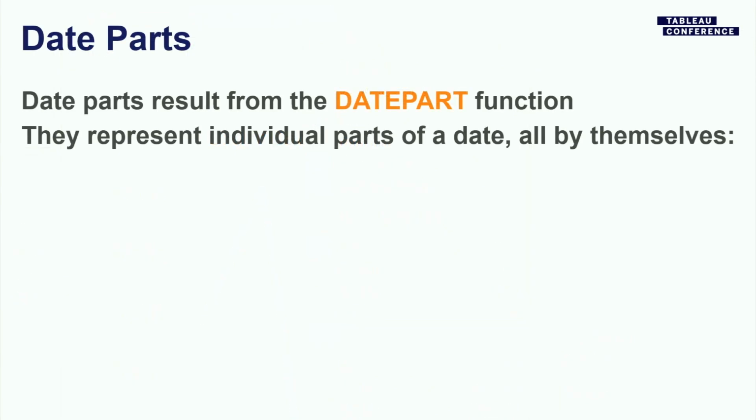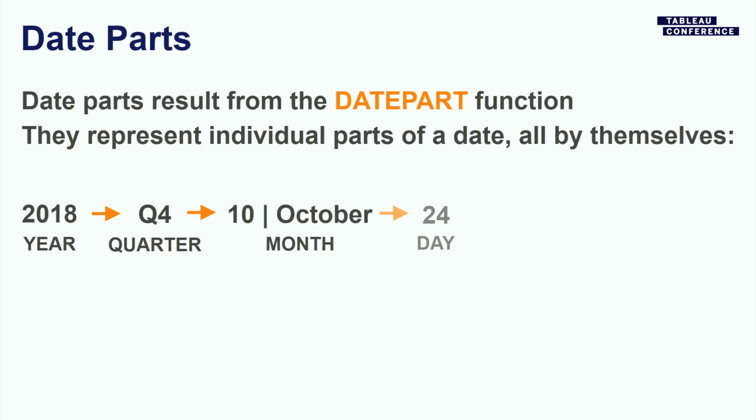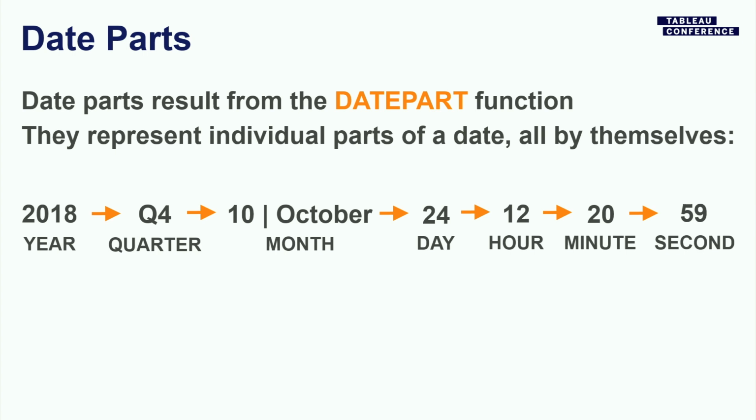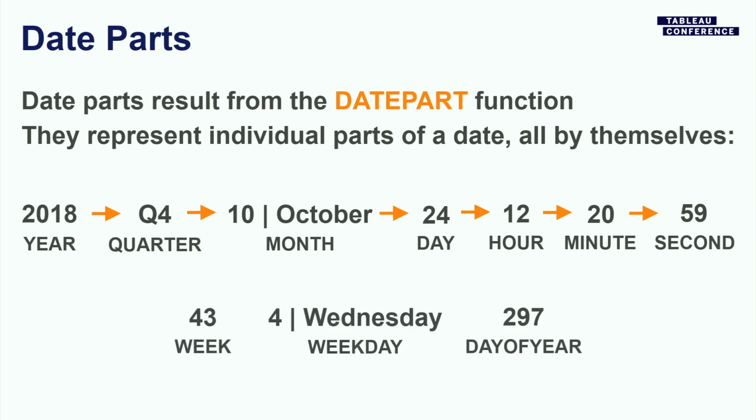So the date parts result from the date part function. If you use that, you will get 2018, 4, 10, 24 for the day, all by themselves and individually, right? This is the date part function, and that's what you will get from it. The other date parts, like week, weekday, and day of year, are pretty handy, and we'll use them later on in the session.